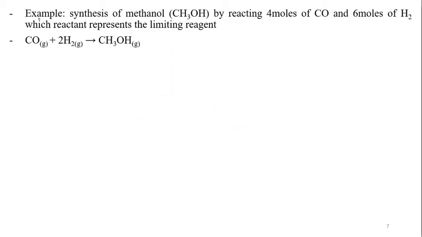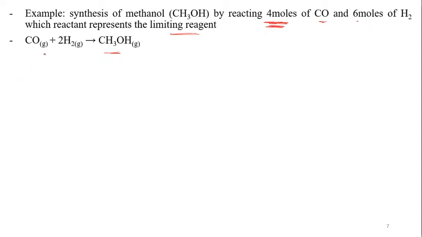Let's take an example. Synthesis of methanol by reacting 4 moles of carbon monoxide and 6 moles of hydrogen to give me this methanol. I need to know which one of them is the limiting reagent. Now I have already all my units in moles, so I don't have to convert anything from grams into moles.